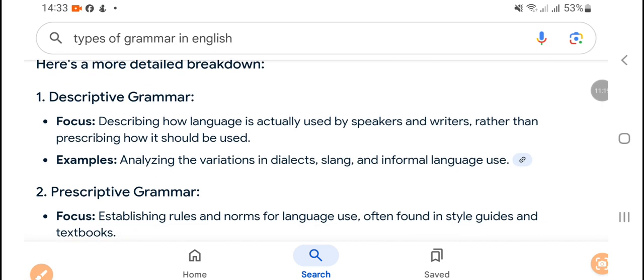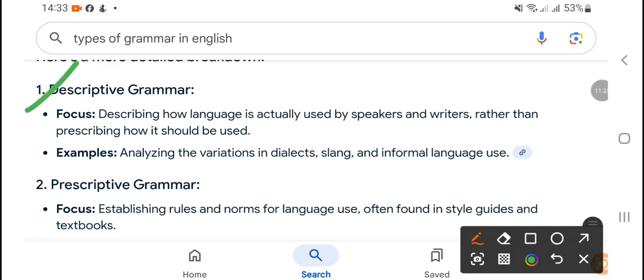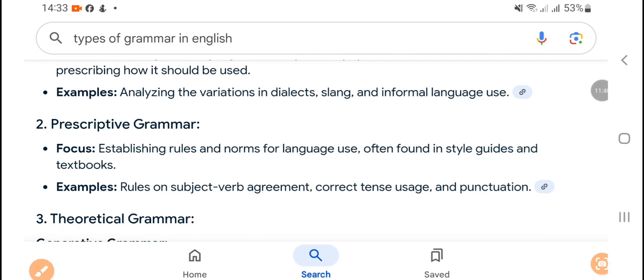Okay, now descriptive grammar. First is descriptive grammar. It focuses on describing how language is actually used by speakers and writers rather than prescribing how it should be used. I gave you an example of tense. Continuous tense is used for future tense. Suppose I am saying that these days I am reading Shakespeare. So not at the time of talking I am reading Shakespeare, but it is in process, right? So that is another example.